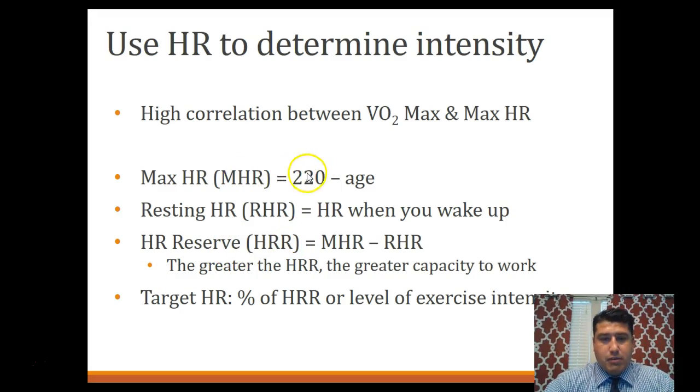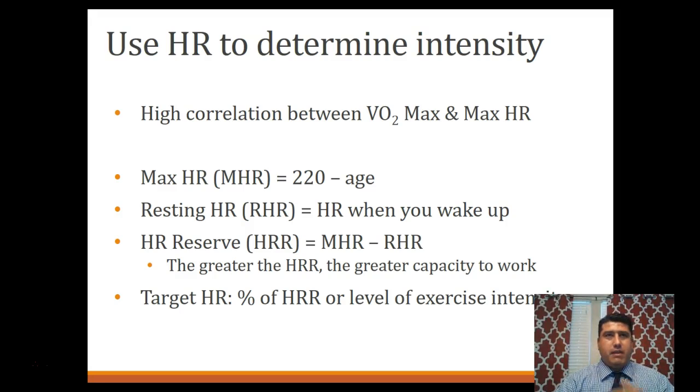So whenever you take the number 220 minus your age, that's your maximum heart rate, and you subtract your resting heart rate from that. So you're pretty much getting your maximum heart rate versus the minimal heart rate that you can achieve. That is your heart rate reserve. The heart rate reserve is an indicator of how much you can work. The greater this number, the more you can do. On the flip end, the lower this number, the less work you're capable of doing.